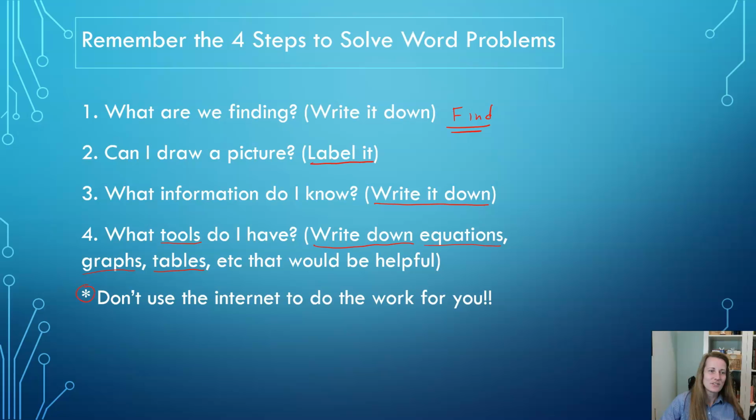And this asterisk is very important. Don't use the internet to do the work for you. You can look up these problems and probably find a solution. But is that going to help you understand how to solve word problems? Not so much.